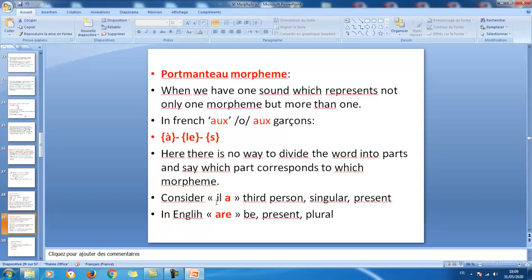Now, same thing here. ila, this a here. Third person singular present. Look, here we have got different things mixed in one sound here. This is another, what we call portmanteau morpheme. The English are. This is the verb to be, okay? We, conjugated with we in the present here. So we are. In this are, we have got the verb to be. We have got the tense present, and we have got the plural here.